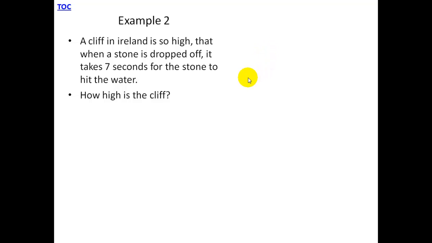Another example is a cliff in Ireland is so high that when a stone is dropped off, it takes 7 seconds for the stone to hit the water. How high is the cliff? You need to decide what is u, the initial velocity, what is v, the final velocity, which you don't know, what is s, the distance travelled, and what is a, the acceleration. Acceleration should be the acceleration due to free fall, 10 meters per second squared. And you need to find how high is the cliff, in other words, how high is s.